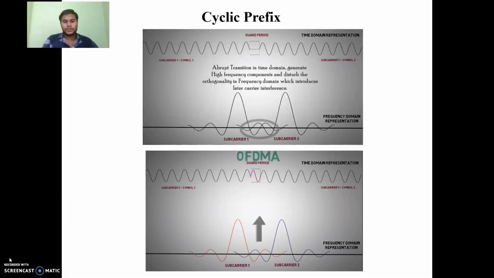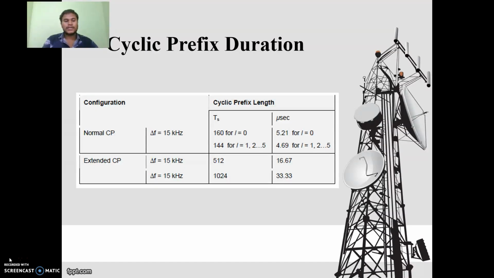Now, to choose the cyclic prefix duration, there is a calculation. If you consider the normal cyclic prefix and the subcarrier spacing is 15 kilohertz, that is, the frequency of each subcarrier is 15 kilohertz, and your sampling period of 160, then you end up with a cyclic prefix length of 5.21 microseconds. You can see the different calculations for different sampling periods. So basically your cyclic prefix length varies with the sampling interval.